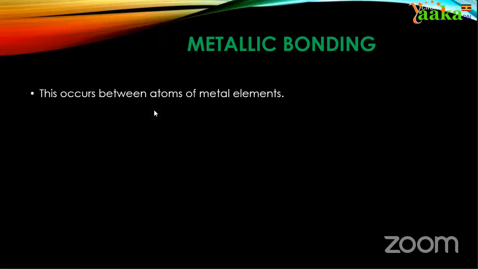The metallic bond is a bond that occurs between atoms of metal elements. There is the word metal in the word metallic bonding, meaning it occurs in metals. Nowhere else but in metals. We're going to see how that occurs.